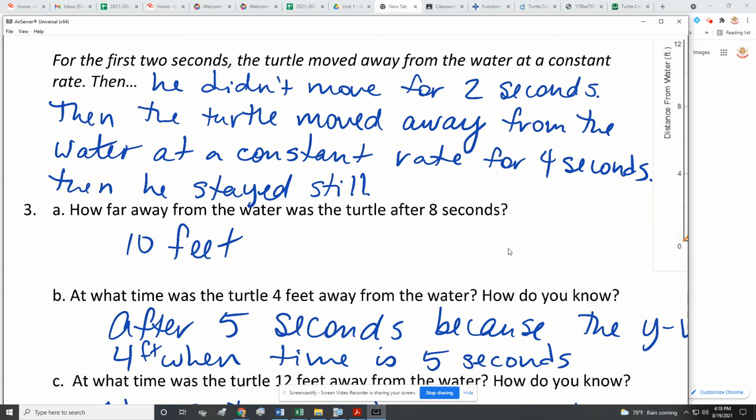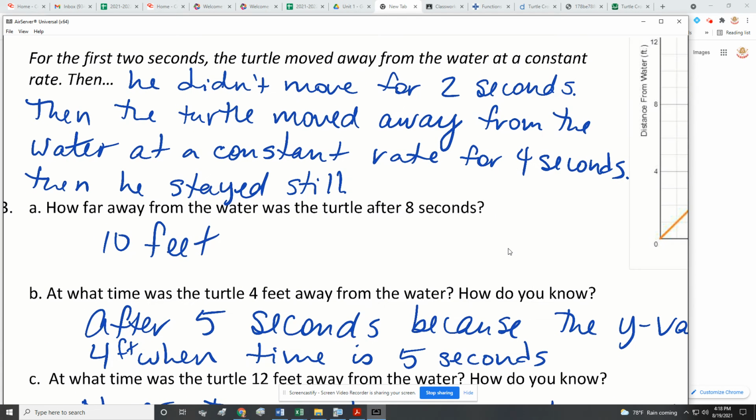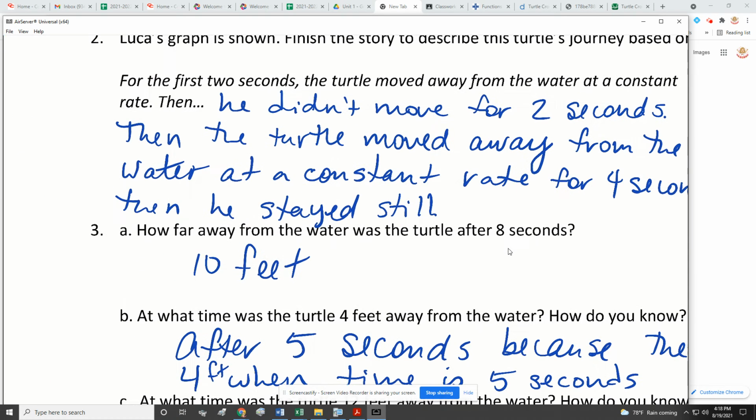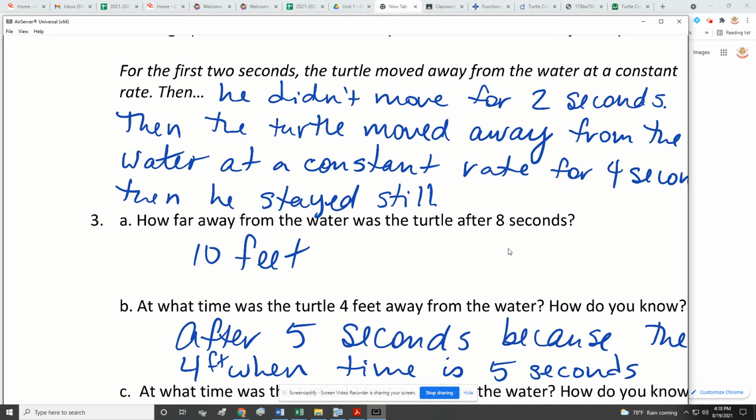All right, number three is something I don't feel like you do a whole lot with in Algebra 2, but we do quite a bit with it in pre-calculus and in calculus. We want to know how far away from the water the turtle was after 8 seconds. So we're going to evaluate this function from the graph. You just go to where x is 8, and that looks like 10. So it's going to be 10 feet. A lot of times we would write that in function notation where d of 8 is equal to 10.